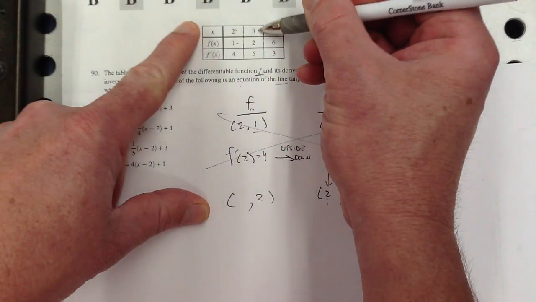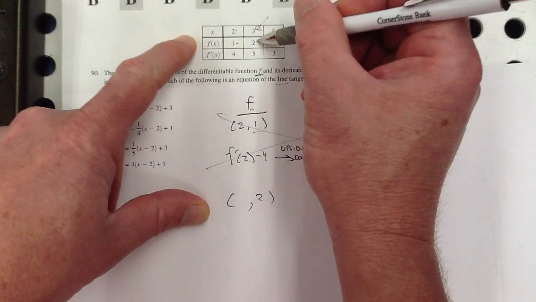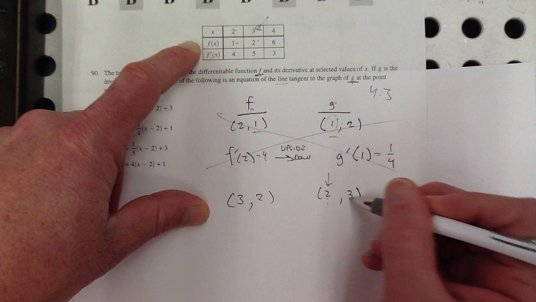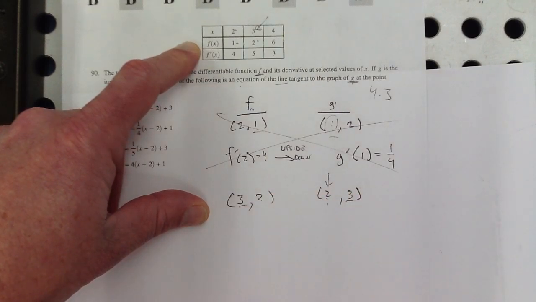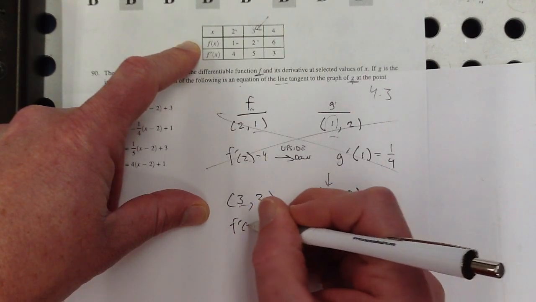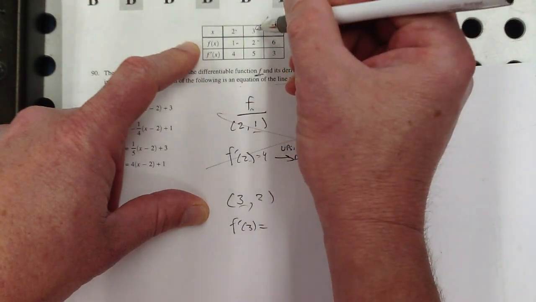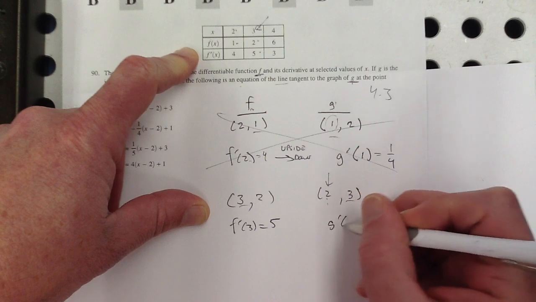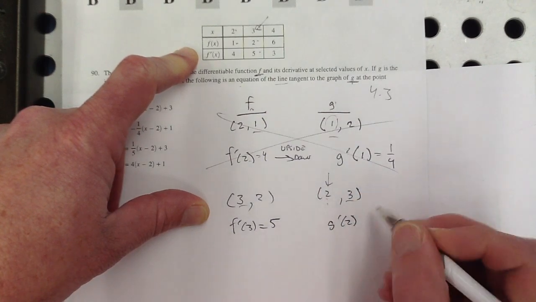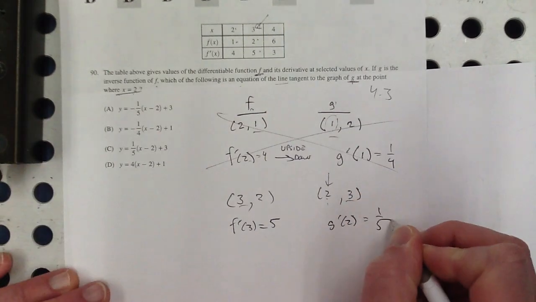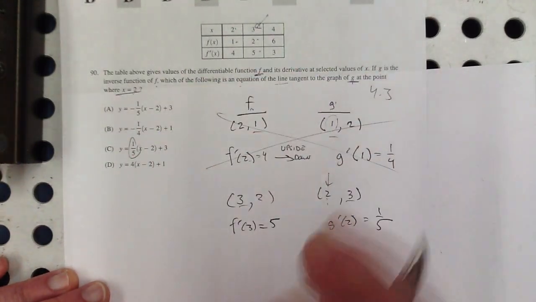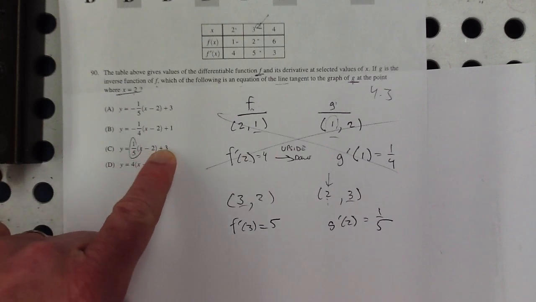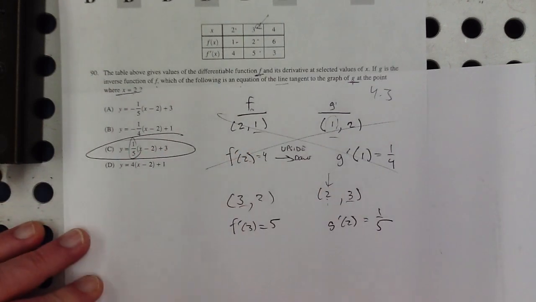Well, the x value you have to plug into the f function to get 2 is 3. And then f prime of 3 is 5, so that means g prime of 2 is that upside down. So the slope would be 1/5, and that's the only one that has the right slope. You can check the rest of the details. x minus 2, and there's the plus 3, so that's it.